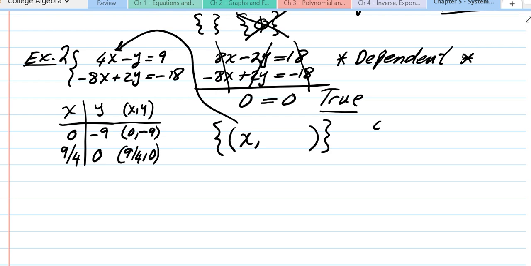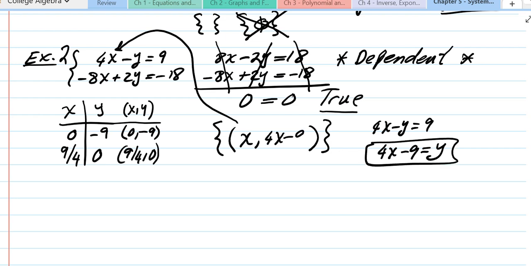So let's solve for y. 4x minus y is 9. So 4x minus 9 would be y. And there you go. You just put 4x minus 9. There you have it. Which really doesn't give you a number, right? It just gives you a symbolic representation of a solution. What does this set read again? It says, pick your own x. This would be your y for your selection of x.